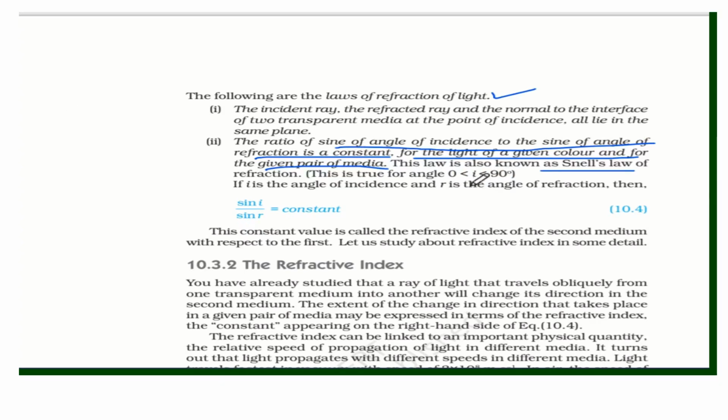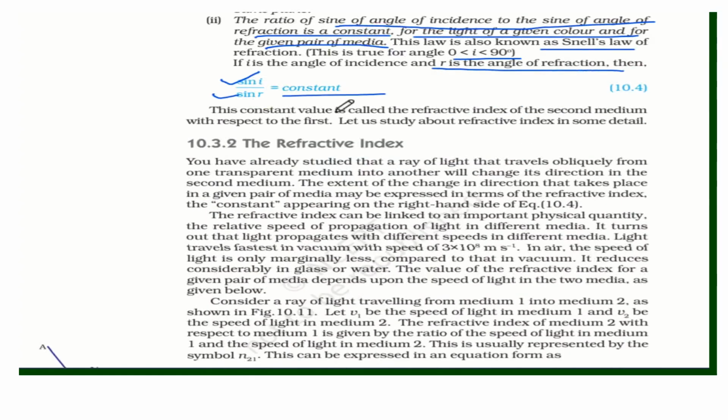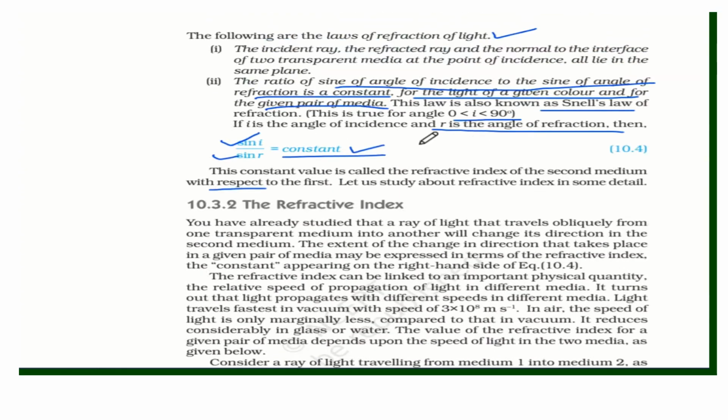If i is the angle of incidence and r is the angle of refraction, then the ratio of sine of angle of incidence to the sine of angle of refraction equals a constant. This constant value is called the refractive index of the second medium with respect to the first medium. It is denoted by mu, or sometimes by n also. So this is called Snell's law. The ratio of sine of angle of incidence to the sine of angle of refraction is always constant. This constant is called the refractive index.